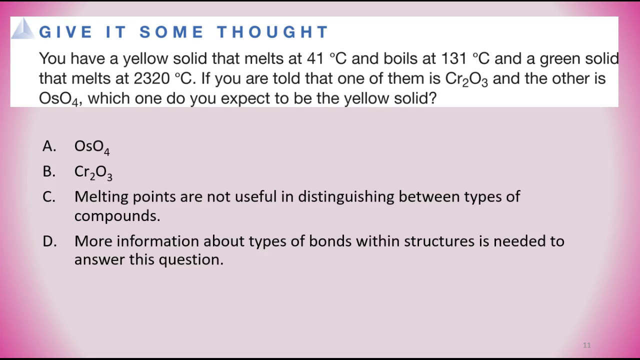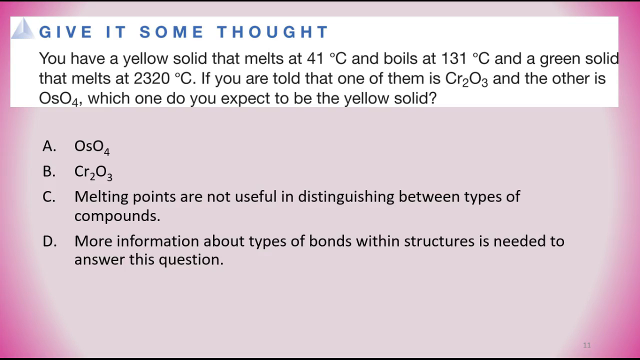So we have a yellow solid that melts at 41 degrees Celsius and boils at 131. There's a green solid that melts at 2320. We're told that one of them is chromium(III) oxide and the other is osmium(VIII) oxide. Which one would you expect to be the yellow solid? Pause and answer.